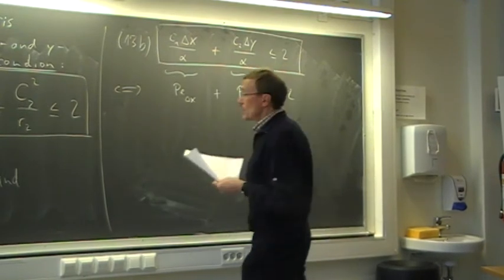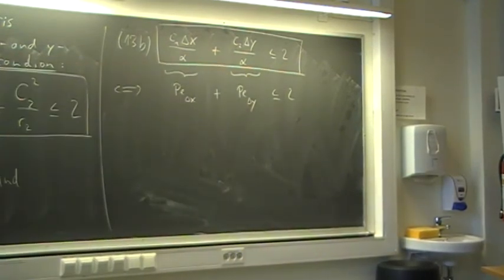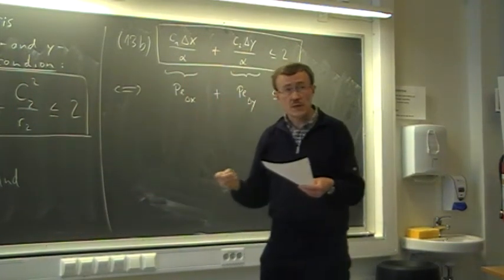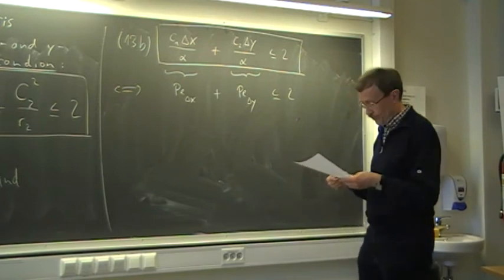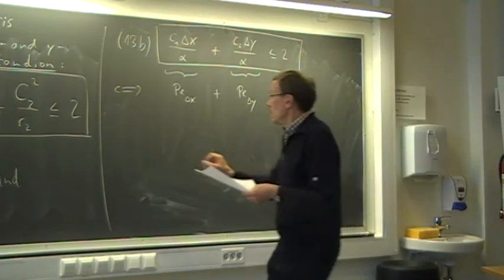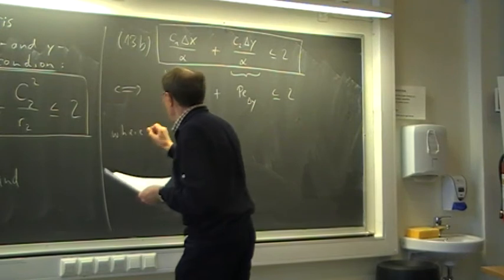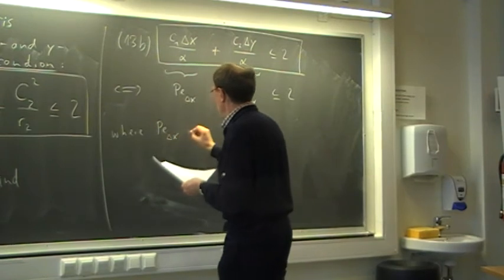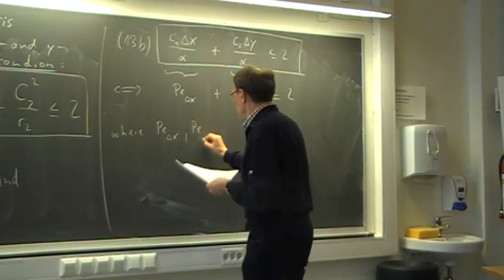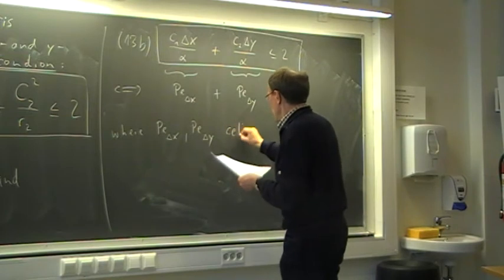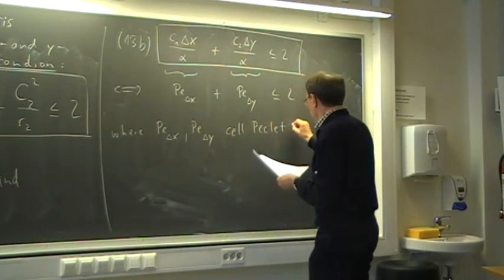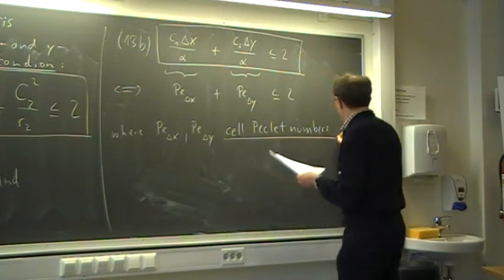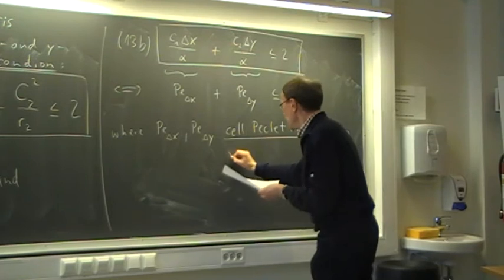So then we have these two conditions, and these conditions are necessary and sufficient for stability. In here, what we have introduced is the Cell-Peclet numbers, where P delta x and P delta y are the Cell-Peclet numbers, again in x and y directions.